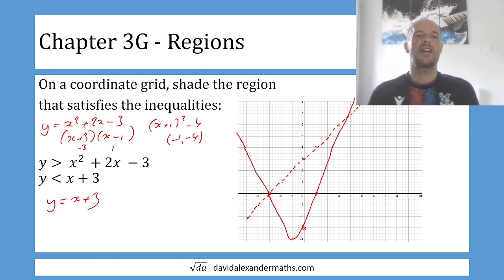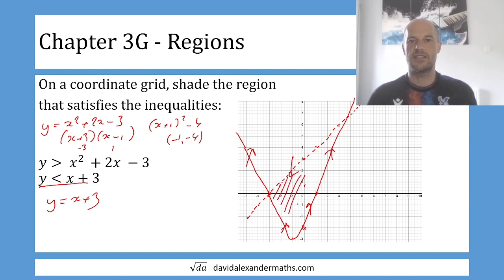So where is y greater than x squared plus 2x minus 3? Well, it means it's above this curve. So it's above the curve, and it's underneath the line x plus 3. So it's below here. So therefore, this is the region we are interested in, which you might need to shade in, or more likely just label with the letter R. But that is the region we're interested in.